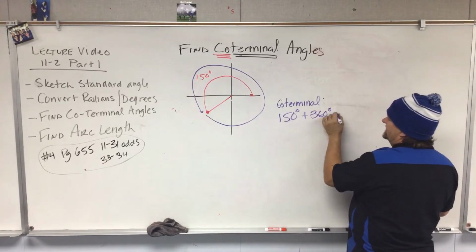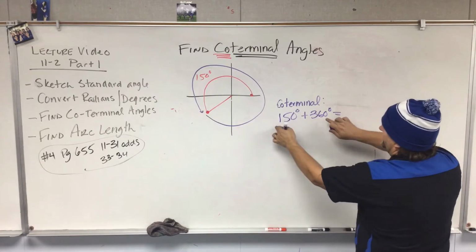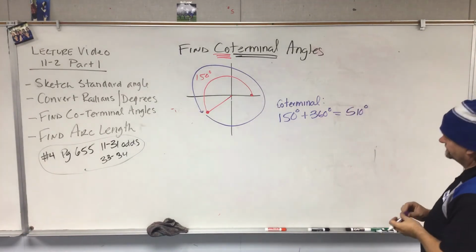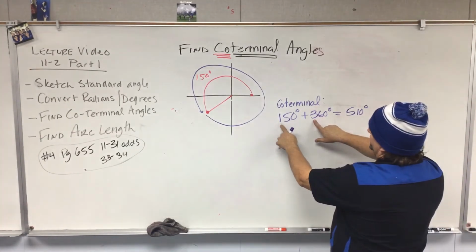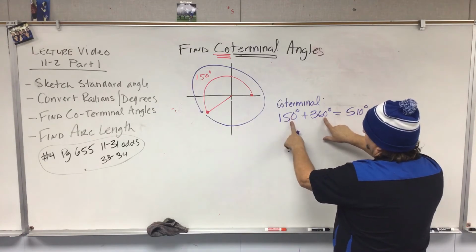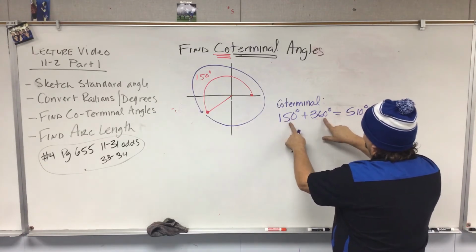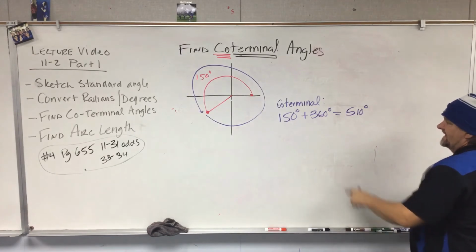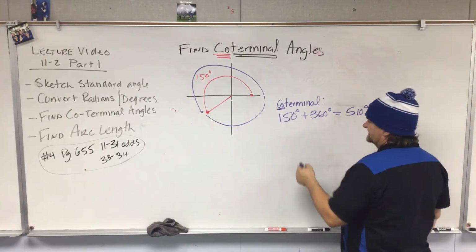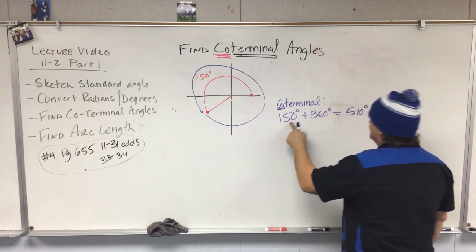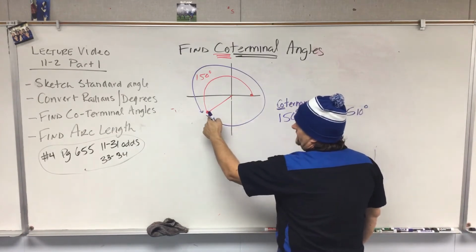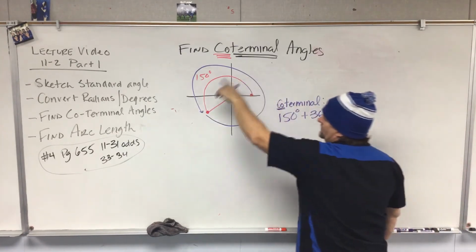If I add those two together, I get 510 degrees. 300 plus 400. 60 plus 50 is 110, so 400 plus 110 is 510. That is a co-terminal angle. Co-terminal angles are equivalent. So 150 is the same exact spot as 510 degrees. It's right here. So if you did 510, you would just keep going around in a circle.